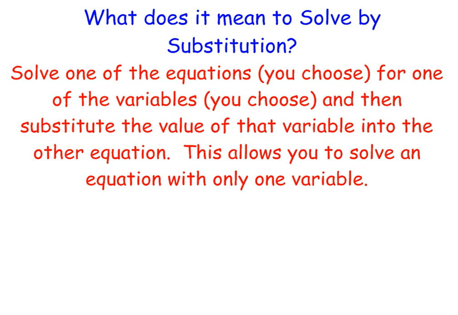And you don't have to write this down word for word, but just kind of paraphrase it for your own notes so you understand. It's when we solve one of the equations, and you can choose whichever one you want, for one of the variables, and usually it's x or y, and again you can choose. And then what we do is we take whatever its value is and substitute it into the other equation. That way it gives us an equation with one variable, which we're able to solve.